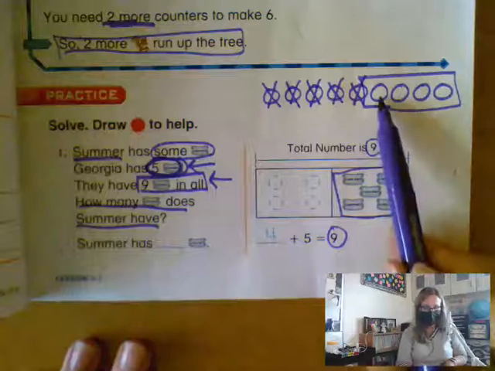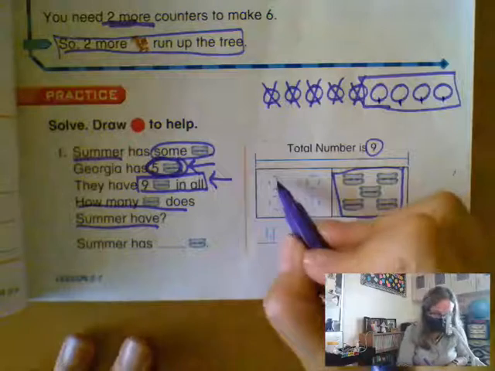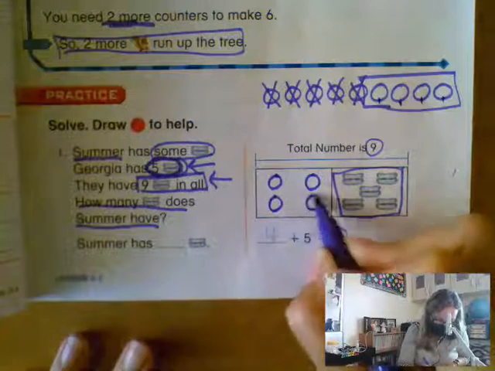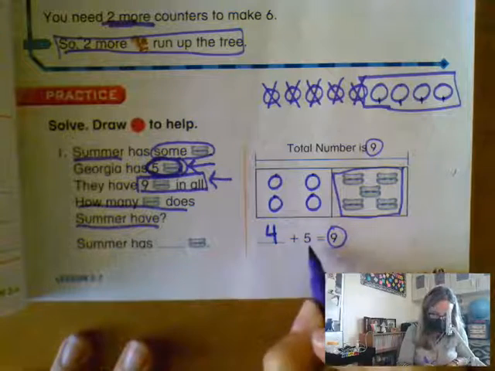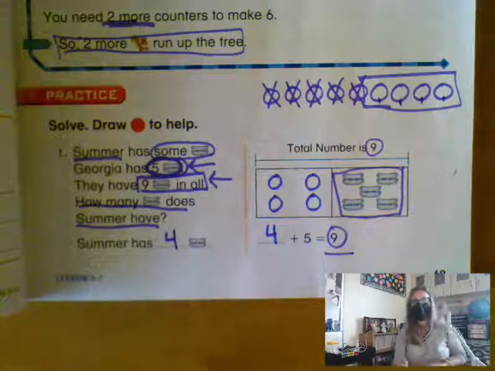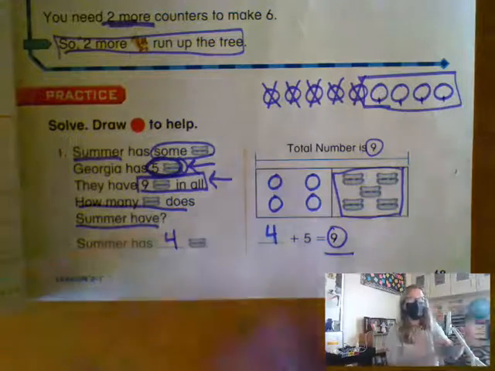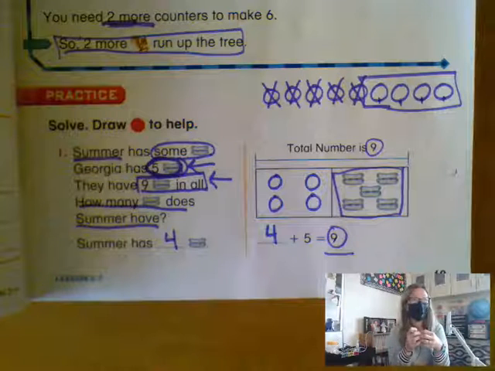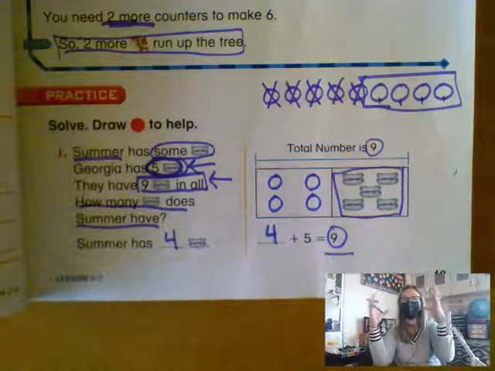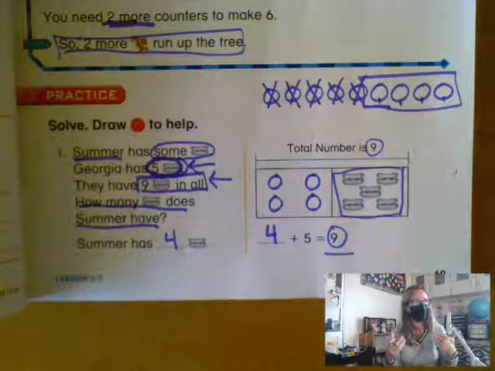How many? 1, 2, 3, 4. Okay, so we can go ahead and trace 1, 2, 3, 4, because 4 plus 5 equals 9. So Summer has 4 tickets. So it's still part, whole. We're still bringing two numbers together, but this time we're almost working backwards, where we start with the whole and then we try to solve for the parts. Does everybody get it? Yeah.